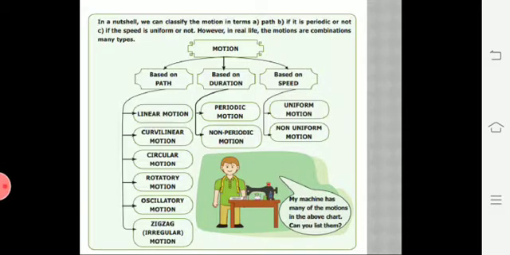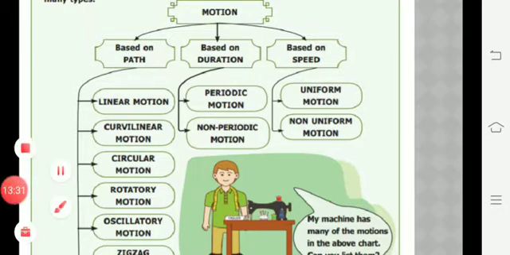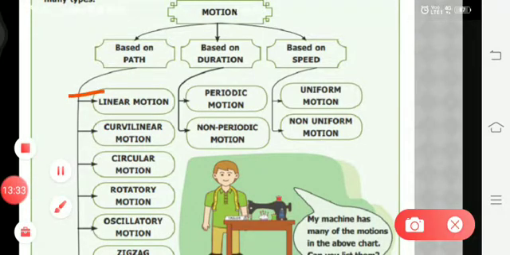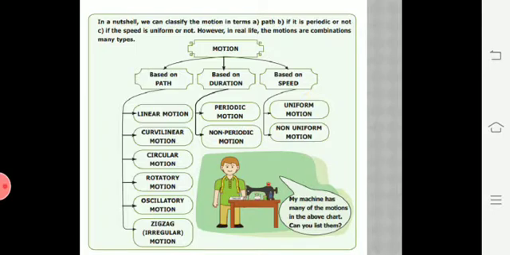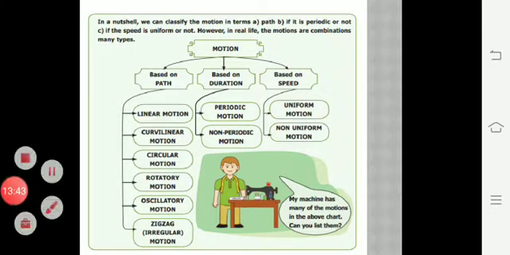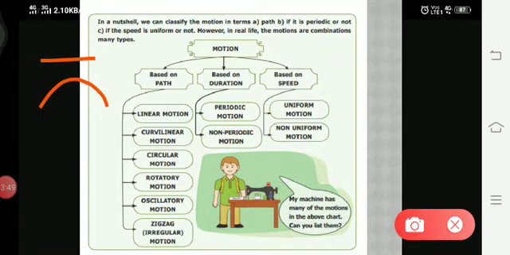So here we are at the end of the chapter. Already we have seen the different types of motion. In the first class, based upon path, we have seen linear motion, curvilinear motion, circular motion, rotatory motion, oscillatory motion, zigzag motion. Zigzag motion is also called irregular motion. So linear, always remember a straight line. Curvilinear, there will be some curved path. Circular motion, this is a circle.